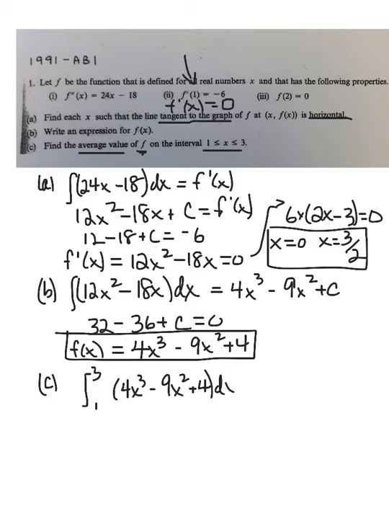The only thing about average value is it's always going to be divided. Remember when I said if you wanted to figure out the average in a class, you would add up all your test grades and divide by however many you have. In this case, we're going to divide by upper bound minus lower bound. So then we're just going to integrate 4x cubed minus 9x squared plus 4. So that's going to give me x to the 4th minus 3x cubed plus 4x.